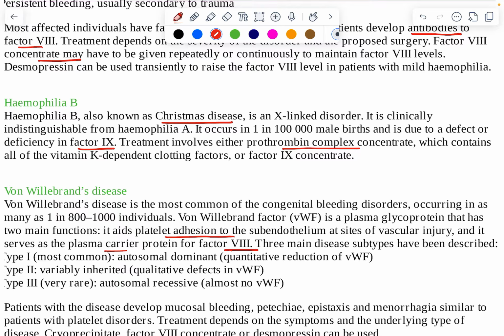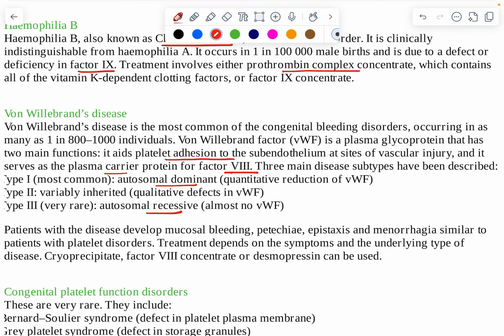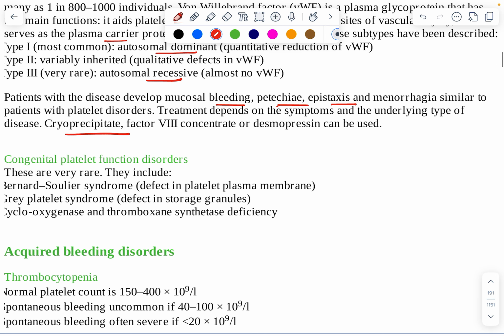The main disease subtypes have been described. Type 1 is the most common, autosomal dominant, and variably inherited. Type 3 is autosomal recessive. Mucosal bleeding, petechiae, and epistaxis are there, similar to a platelet blood disorder. Treatment depends on symptoms and underlying causes. Cryoprecipitate is the main treatment.